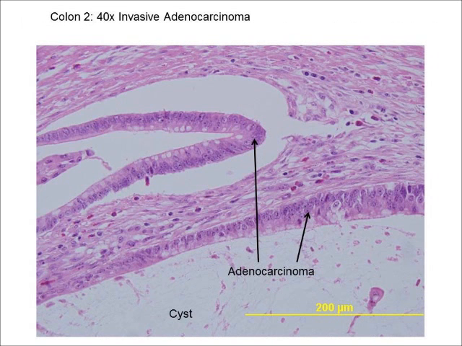Switch to the higher power and examine the adenocarcinoma lining these cysts. Note that these tumor cells contain relatively few goblet cells and are darker staining. Also, the nuclei of the tumor cells are larger, more heterochromatic, and have more prominent nucleoli than the normal epithelium. This is indicative of a higher rate of transcription.